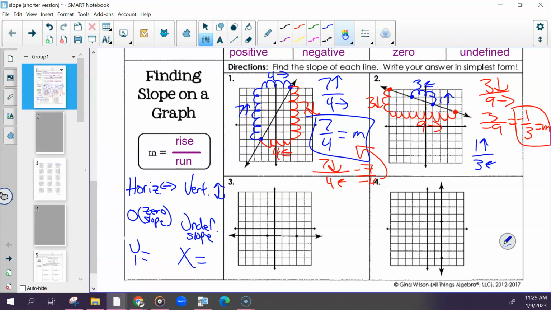Then we'd have 1 over negative 3, or negative 1 over 3. Where you put that negative doesn't really matter, as long as at the end it's in your numerator. But you get the same thing either way. Questions on 1 or 2?